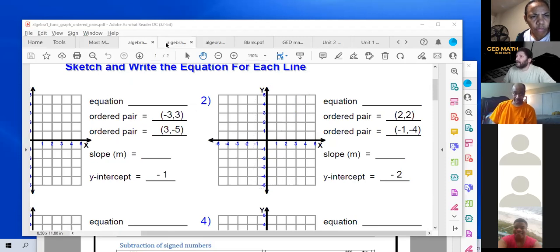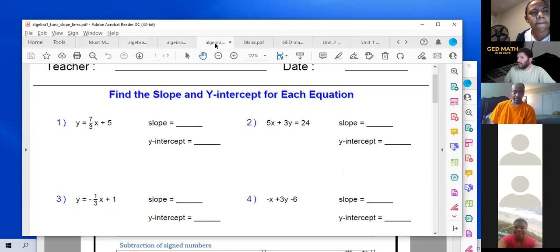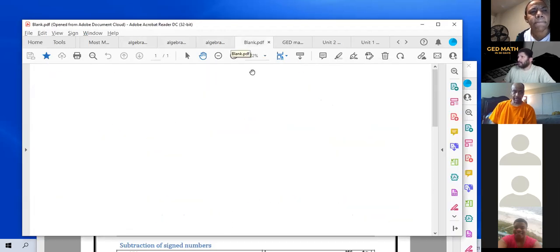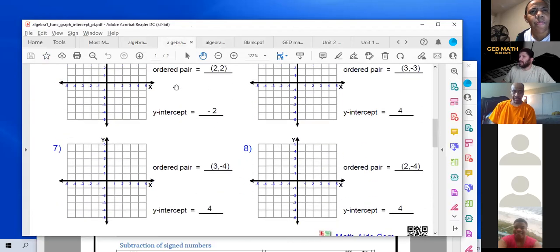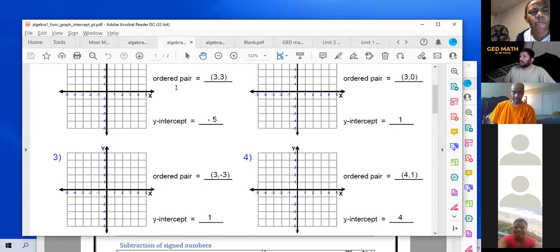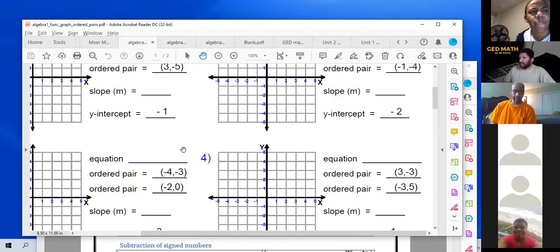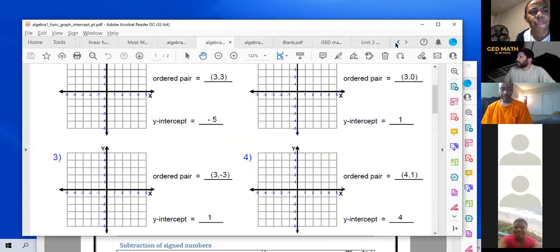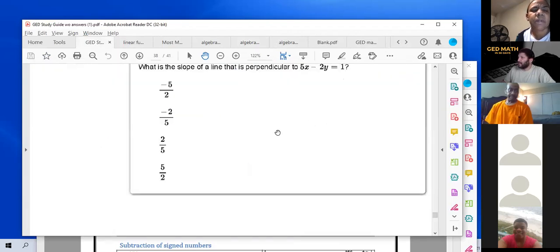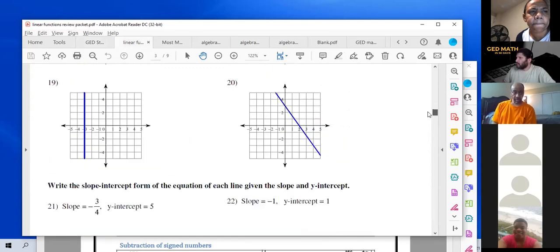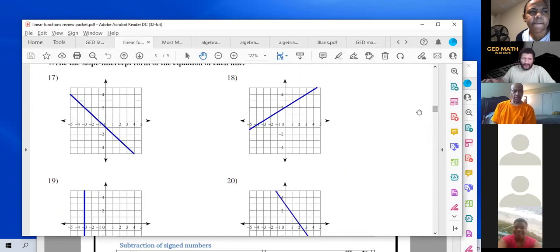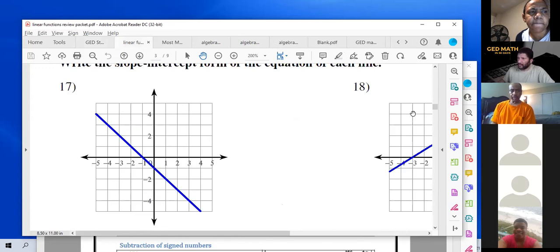So let me see if I can find a graph, because what I want to be able to do is... oh, don't tell me I don't have it up here already. All right, let me go to my study guide here. And no, that's not the one I want either. Linear functions. All right, let's go here. And what I want to do is find the equation of a line from a graph.